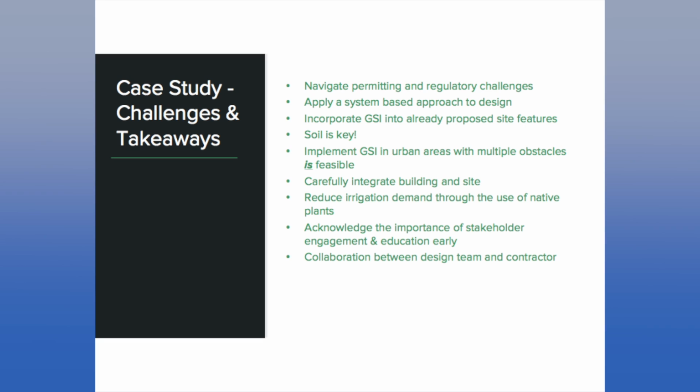Incorporating GSI into already proposed site features. Say you're doing a sidewalk and you're going to consider porous material. If you add a few inches of clean stone to the subbase, which you're going to need anyways, you're going to be able to manage more volume in a cost-effective way. So really being creative, saying, I'm already doing this, how do I make it GSI?